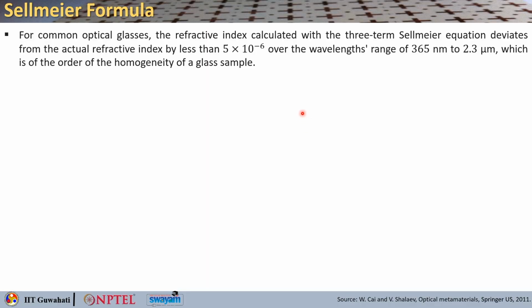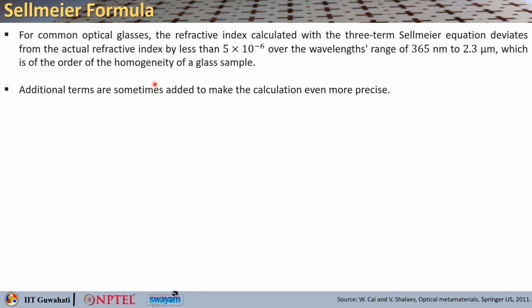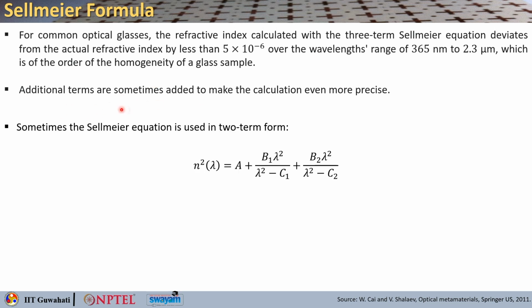Okay. So, for common optical glasses, the refractive index calculated with this 3-term Sellmeier equation deviates from the actual refractive index by less than 5 times 10 to the minus 6 over the wavelength range of 365 nanometers to 2.3 micron. That means you have a very good approximation, right. This is of the order of the homogeneity of the glass sample. You can always try to add additional terms that can make the calculation even more precise.